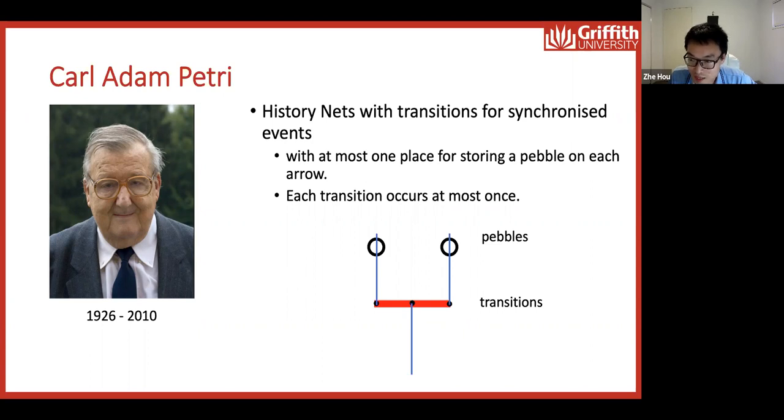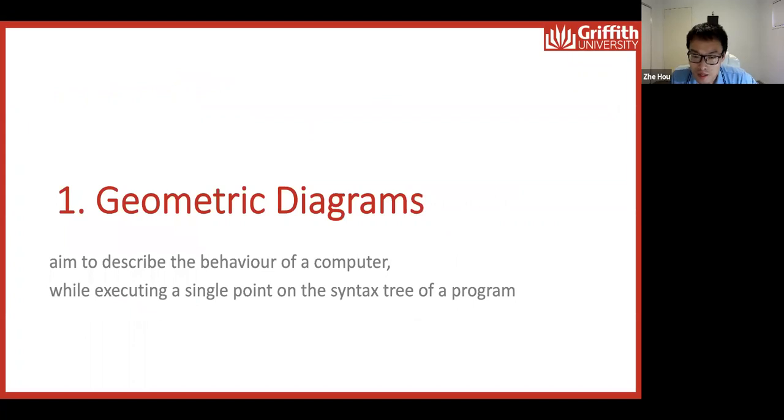A transition can fire if and only if all its input arrows carry pebbles. And the pebbles flow through the transitions from the top to the bottom, like what's shown in the animation. Okay, so that's a very simple example and animation of the firing of Petri net transitions.